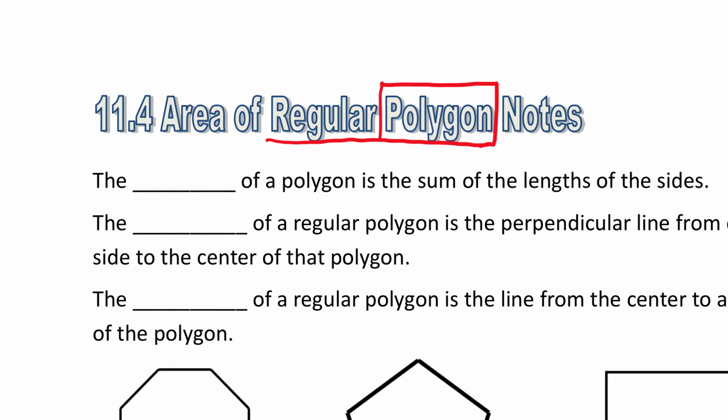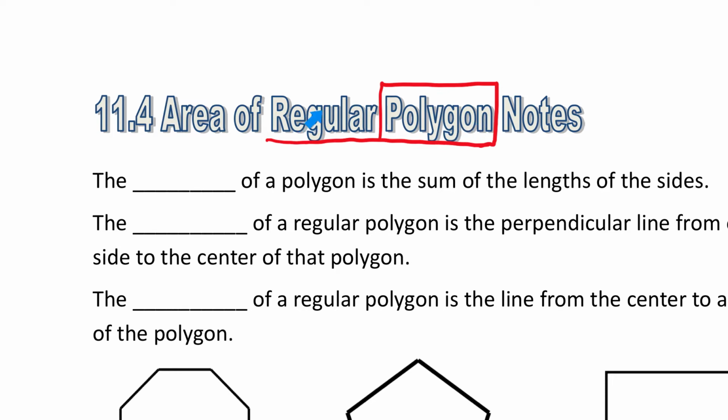Now, to be a polygon, it has to have at least 3 sides. It has to be a triangle. You can't make a polygon with 2 sides. I mean, how do you make a shape with 2 sides? So it's got to have at least 3 sides and then anything more than that. So the word polygon is a generic phrase referring to anything that has many sides.